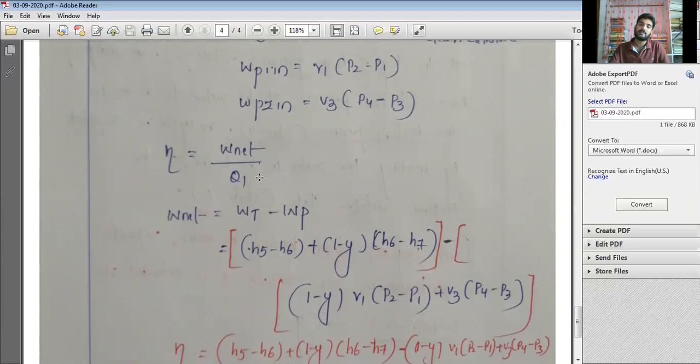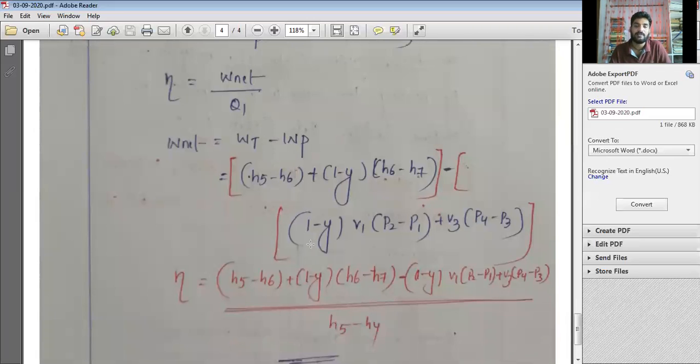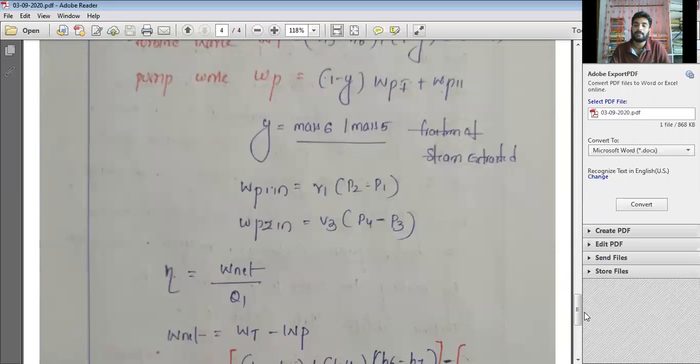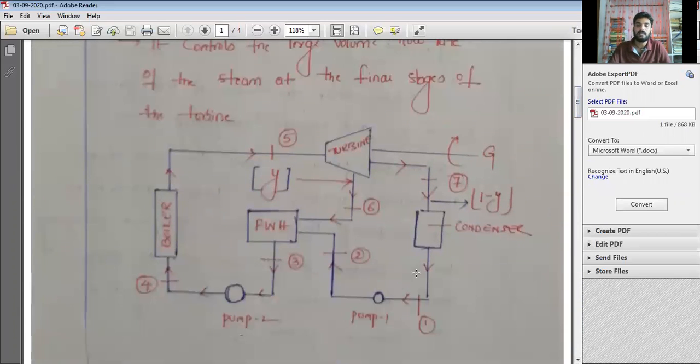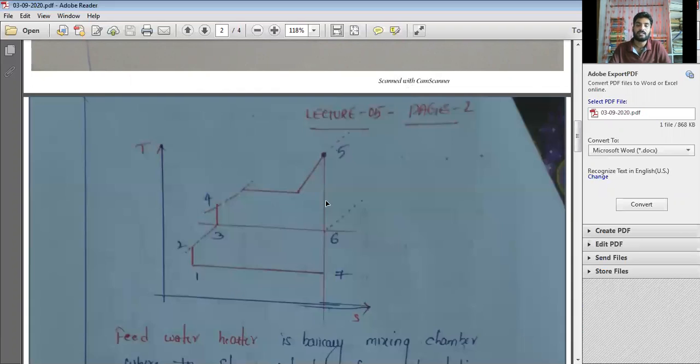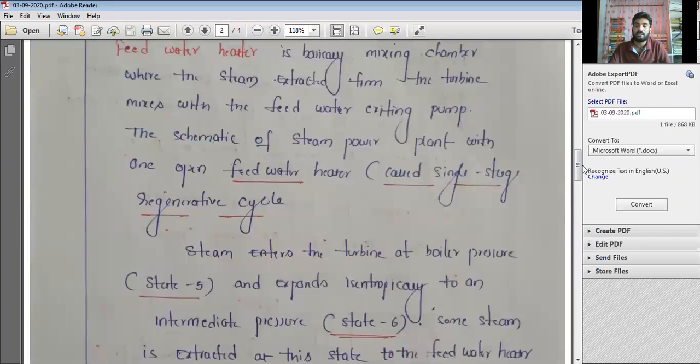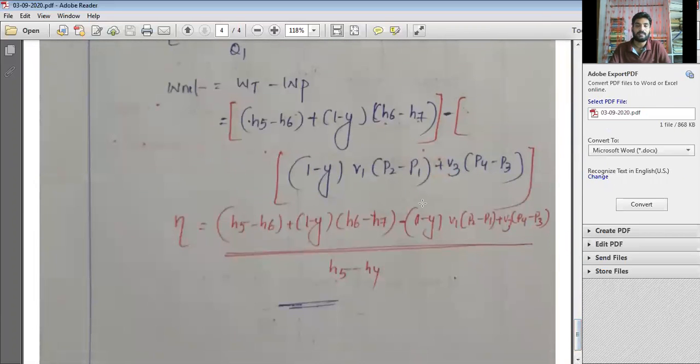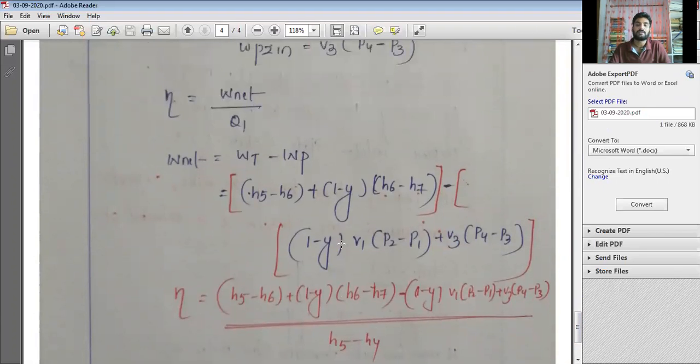Then efficiency is equal to net work done divided by heat supplied. The heat supplied is the heat supplied in the Rankine cycle, at constant pressure in process 4 to 5. This is the heat supplied here. So I can write the heat supplied equation in terms of enthalpy: H5 minus H4. This is the final formula, net work done divided by heat supplied.